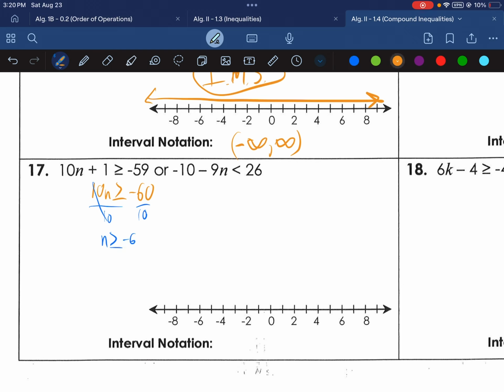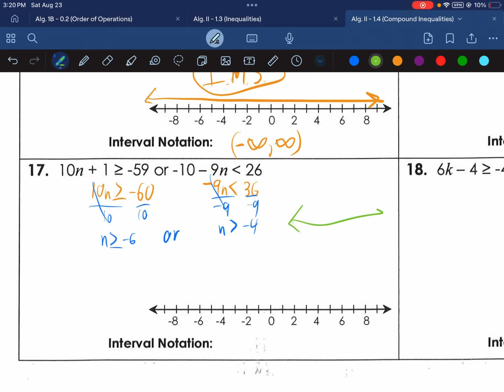Solving the other one, I'm going to add 10 to both sides and get negative 9n is less than 36. That negative stays with the 9n. Then I divide by negative 9, and n is greater than negative 4, flipping the inequality since we divided both sides by a negative. So these go the same direction, so I know I'm going to be picking one or the other. The question is, which one do I pick?